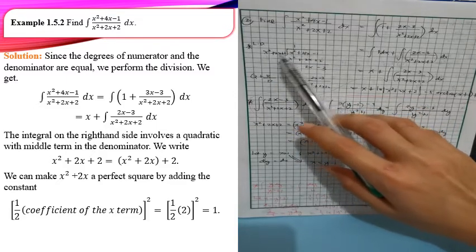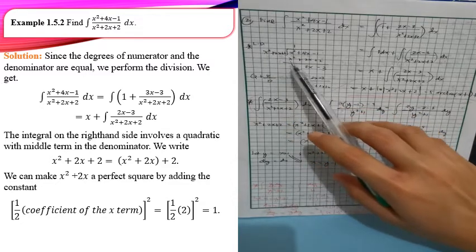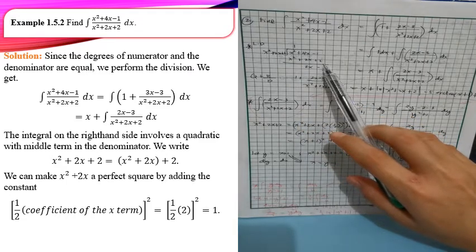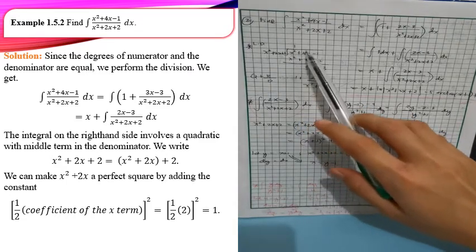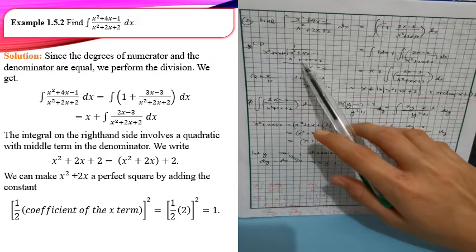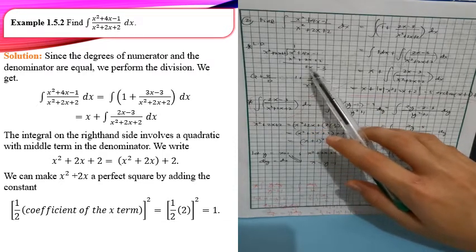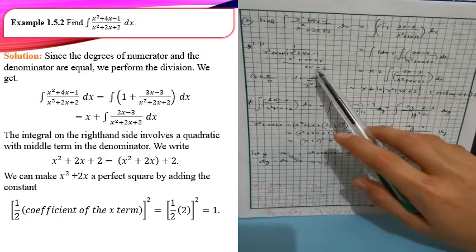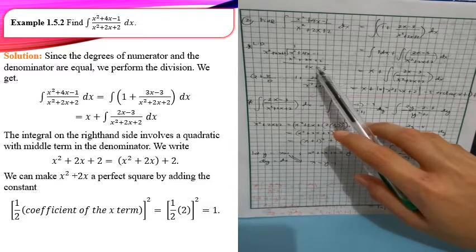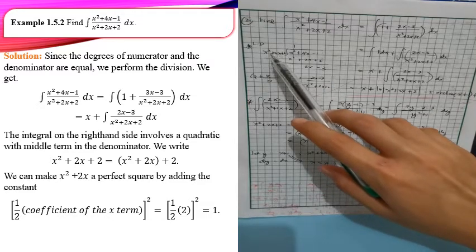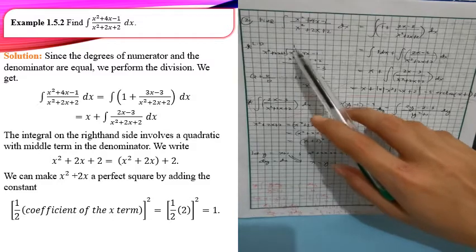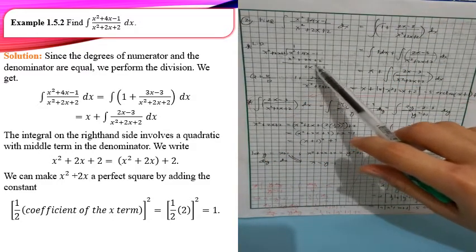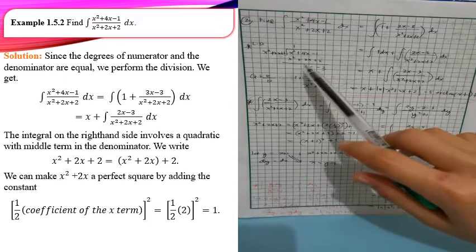x squared divided by x squared is 1. So, 1 times x squared is x squared, 1 times 2x is 2x, and 1 times 2 is positive 2. So, this one cancels out. Then 4x minus 2x, because it becomes negative, so we have 2x. Negative 1 minus 2 is negative 3. Since the degree of our dividend is now less than that of the divisor, we stop here. If it is still equal, we continue. But once the degree of the dividend is less, we stop.